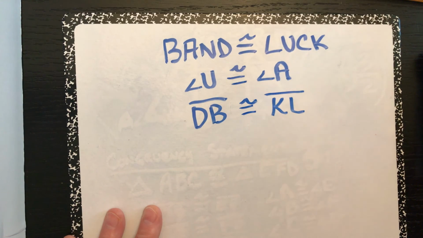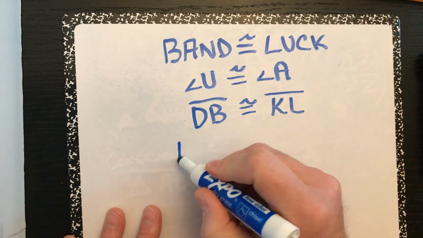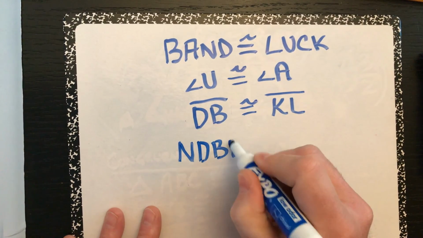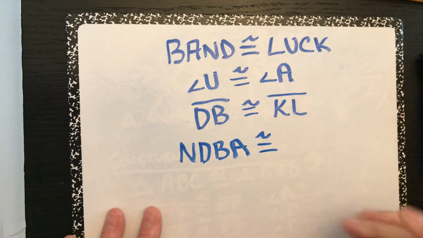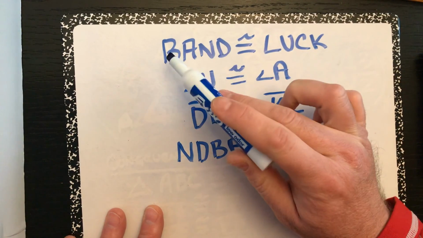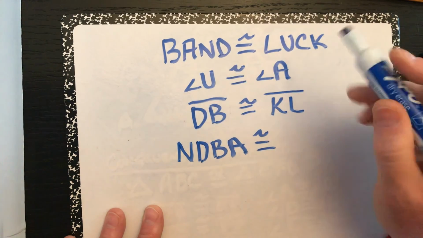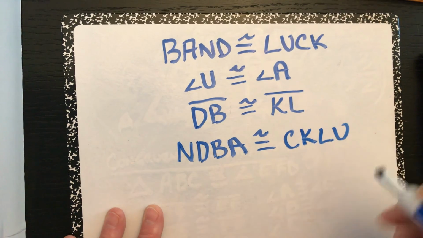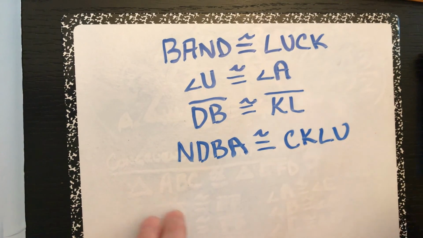And then they might even throw in all four letters. NDBA is congruent to, well, they did third letter, last letter, first letter, second letter. So over here it would be CKLU. So it's actually really easy. Just make sure that you're matching up the letters correctly. And take a look at the notes as well that I posted. All right, thanks.